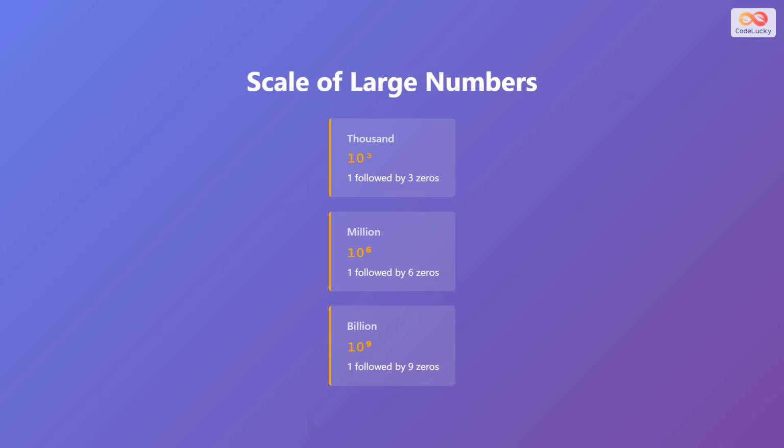1,000 is written as 10 to the power of 3, meaning 1 followed by 3 zeros. Million is written as 10 to the power of 6, meaning 1 followed by 6 zeros. Billion is written as 10 to the power of 9, meaning 1 followed by 9 zeros.